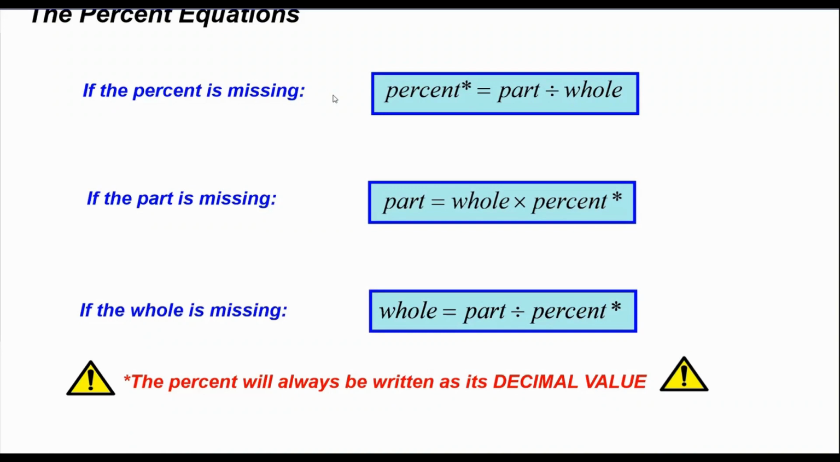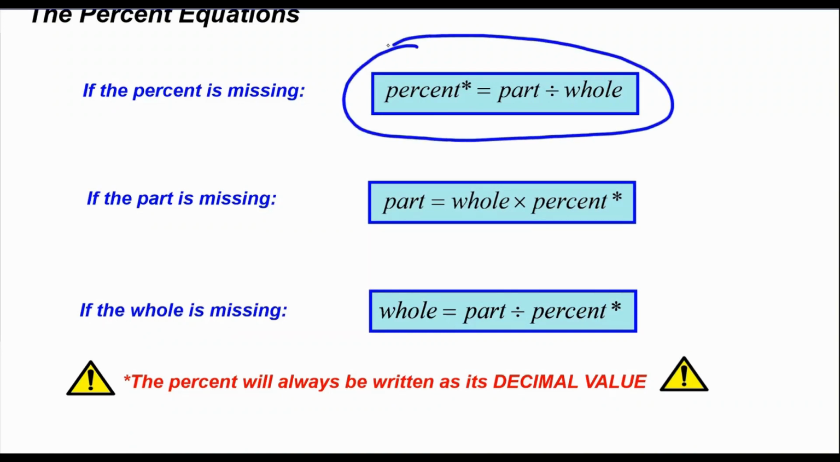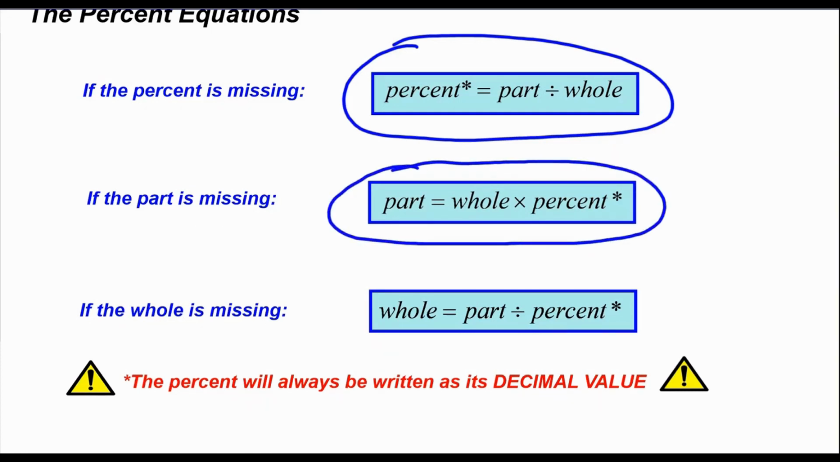If the percent is missing, we're going to use this equation right here. The percent is equal to the part divided by the whole. If you take the part and divide it by the whole, that will tell you what the percent is. If the part is missing, we're going to use this equation right here, where the part is equal to the whole times the percent. And if the whole is missing, we're going to use this equation right here. The whole is equal to the part divided by the percent.